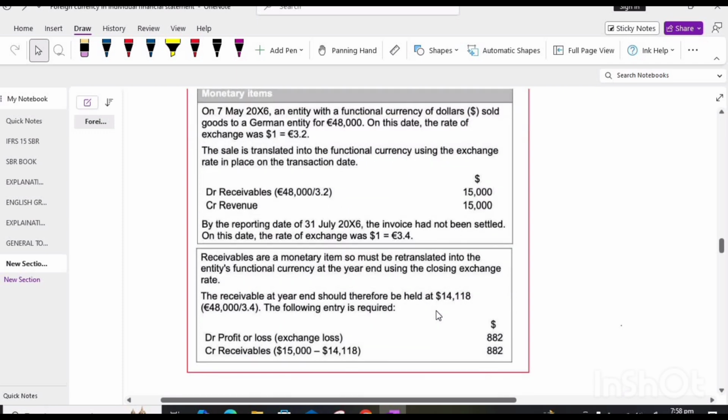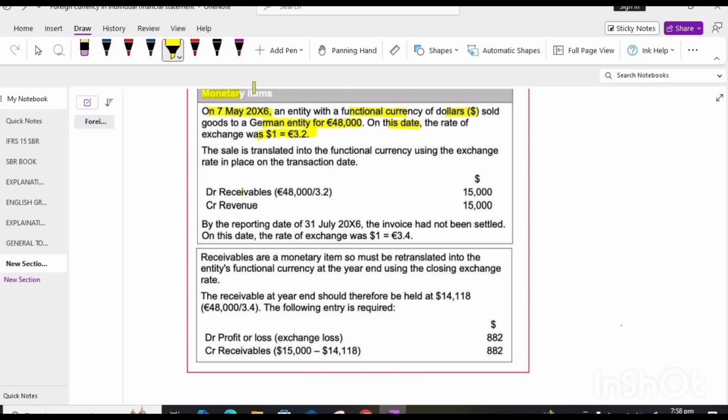Here we have the example of your remaining year-end balance, and how you treat that. So if they are monetary items, what you will do: on 7th May 2006, the entity with a functional currency of dollar sold goods to a German entity for this amount. On this date, the rate was this one. Fine.